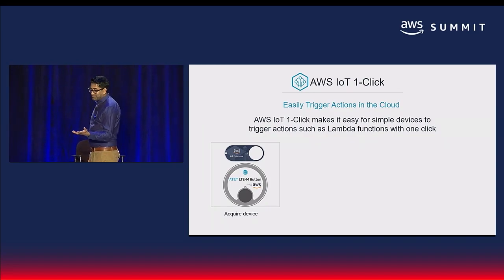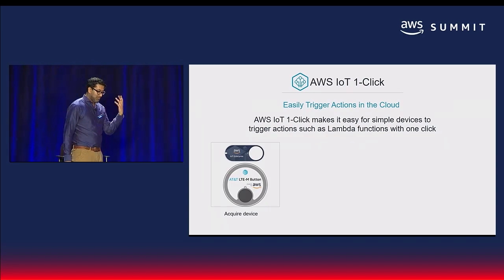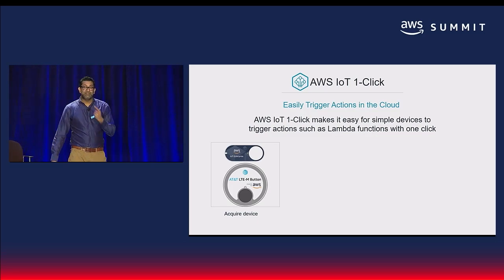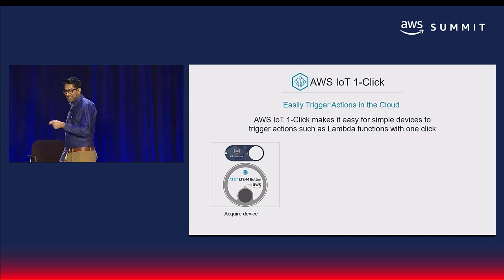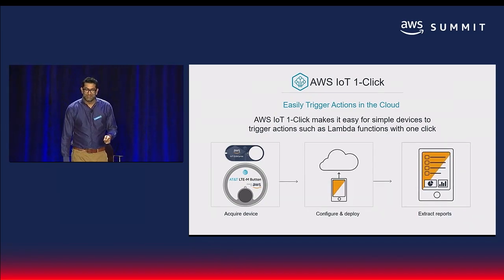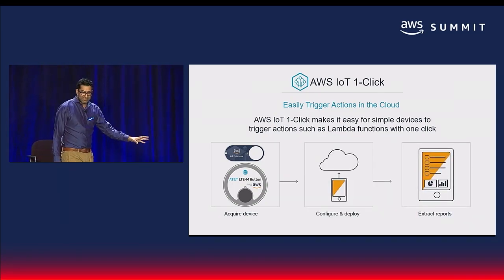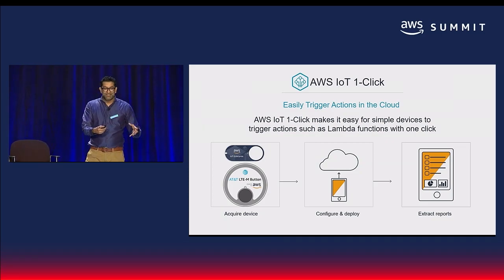One is via Wi-Fi, and the other one is cellular. And these buttons allow you to actually define Lambda functions. When you click it, it'll call that Lambda function. So it's a simple case of configure and deploy.